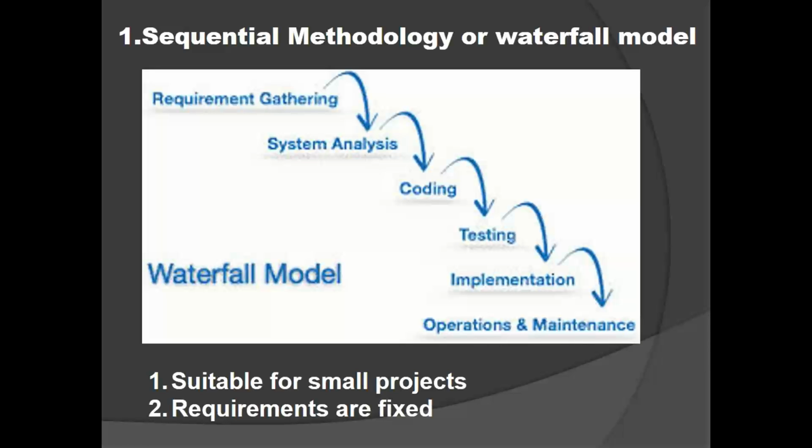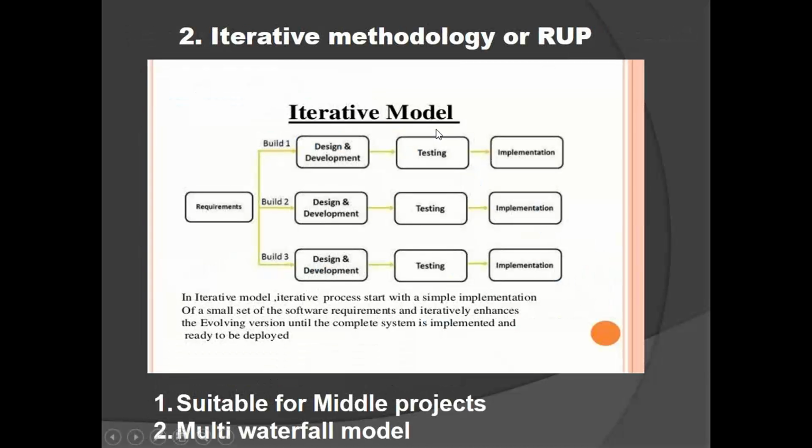Then the second one is iterative methodology. The term iterative means repetition. That means we are going to do the project in repeated cycles. It is also known as RUP. RUP stands for Rational Unified Process. Iterative methodology is also known as the multi-waterfall model. Here we are not going to take all the requirements upfront.